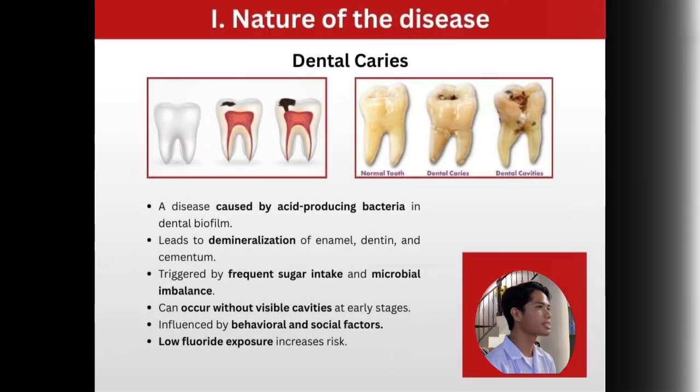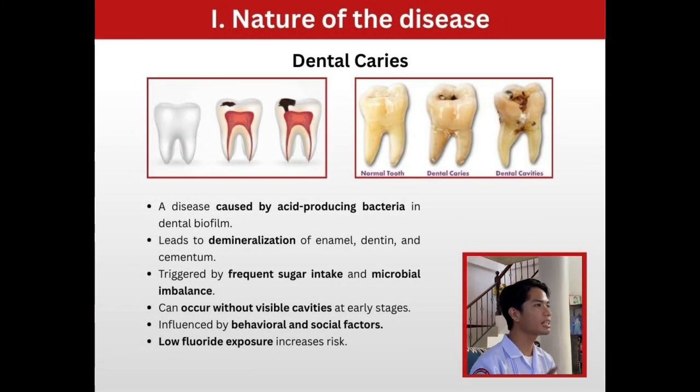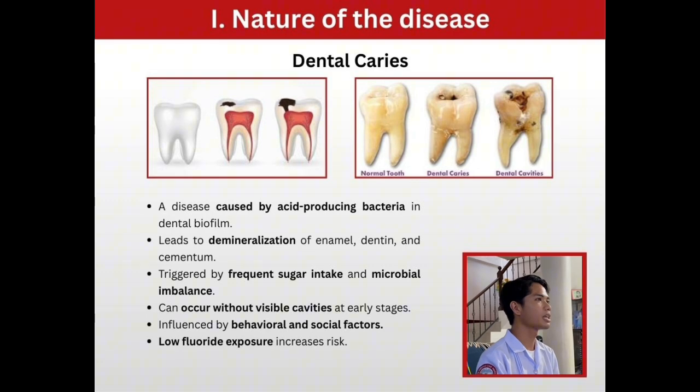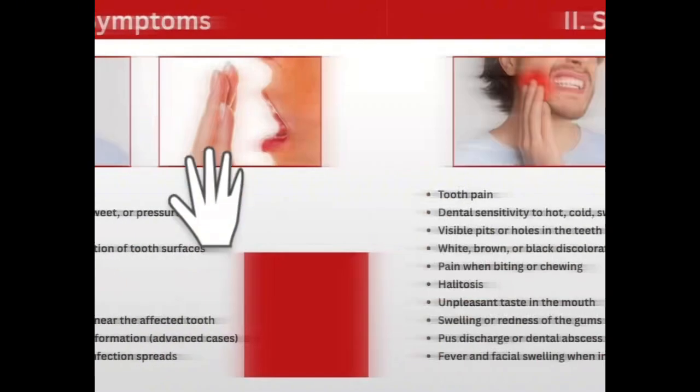So dental caries is a disease that starts in the dental biofilm when sugar exposure causes a shift toward acid-producing bacteria. Now, these acids dissolve the enamel and deeper tooth layers, eventually forming a cavity. Because it requires both bacteria and fermentable sugars, caries is considered a dietary microbial condition. And behavioral factors and low fluoride also increase the risk.